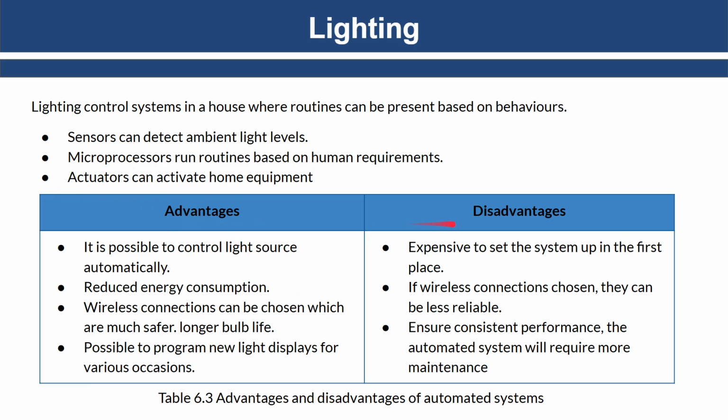Now, what are the advantages and disadvantages? The advantages: it is possible to control the light source automatically. We can reduce energy consumption. A wireless connection can be chosen, which is much safer, and there is longer bulb life. Also, it is possible to program new light displays for various occasions. Now, the disadvantages. Of course, it's expensive to set the system up in the first place. If wireless connections are chosen, then they can be less reliable. Also, to ensure consistent performance, the automated system will require more maintenance, which of course will cost more money.